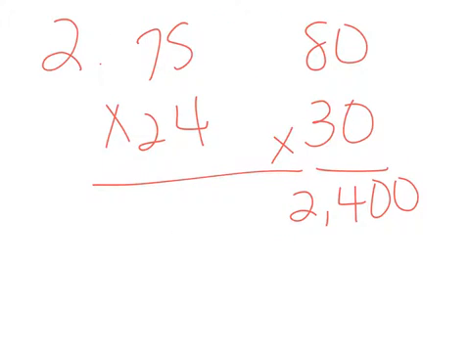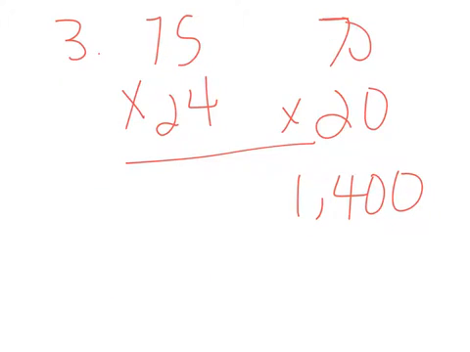Now, the second way to do this is to overestimate, where you have 75 times 24. We're going to overestimate to the nearest 10, so we go 80, and 24 becomes 30, and we have 2,400 is the answer. That is significantly bigger than our estimate on number 1, which was 1,600.